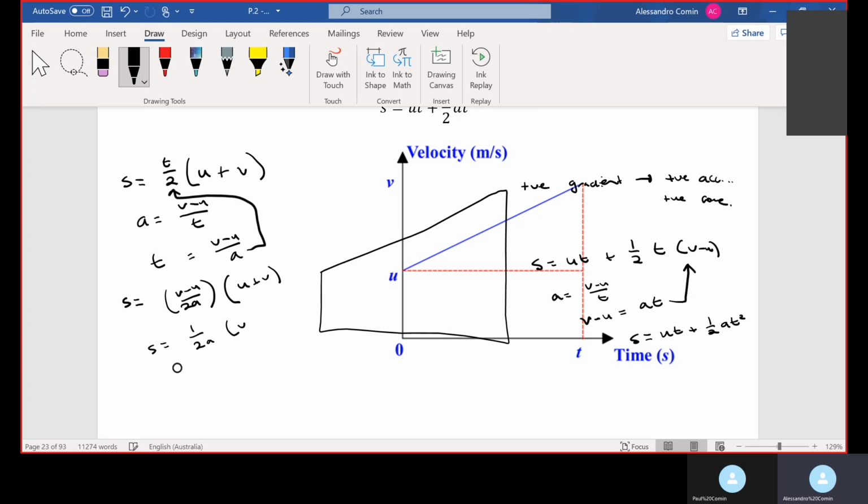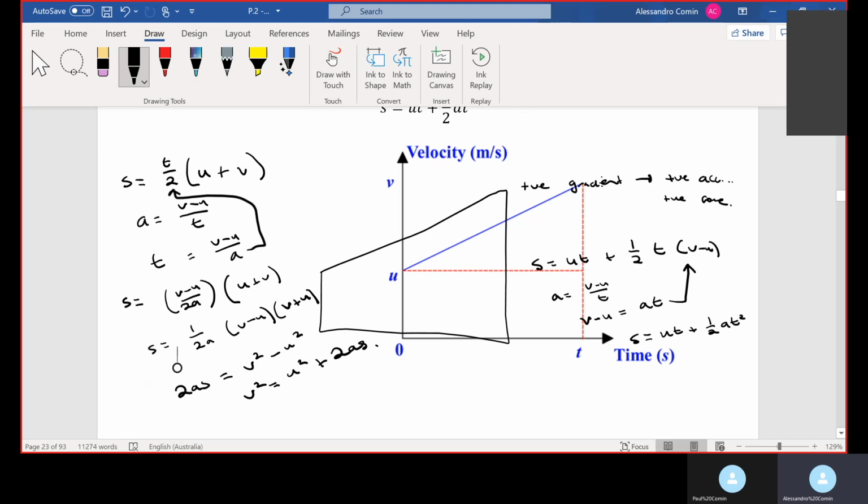v minus u, v plus u. I just swapped around the u and the v because obviously you can add them. And we know that this is a difference of 2 squares. And if I multiply the 2a over, I'm going to have 2as is equal to v squared minus u squared. And that's how we get v squared is equal to u squared plus 2as. So that's other ways that we can derive the equations of motion graphically through, well, this.